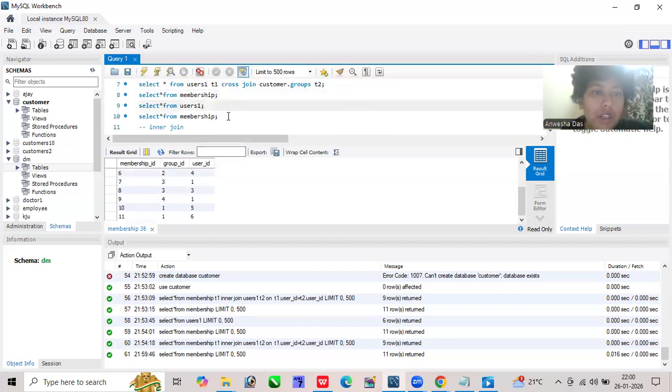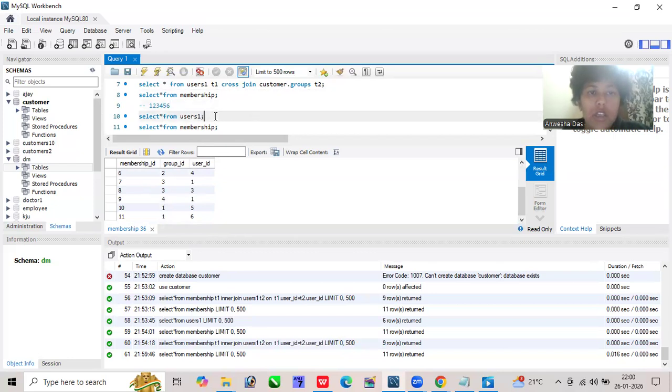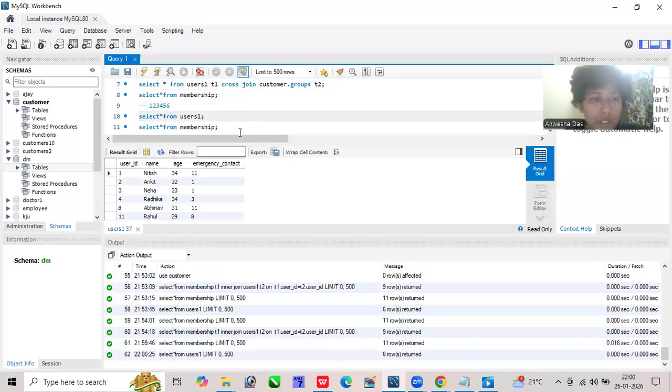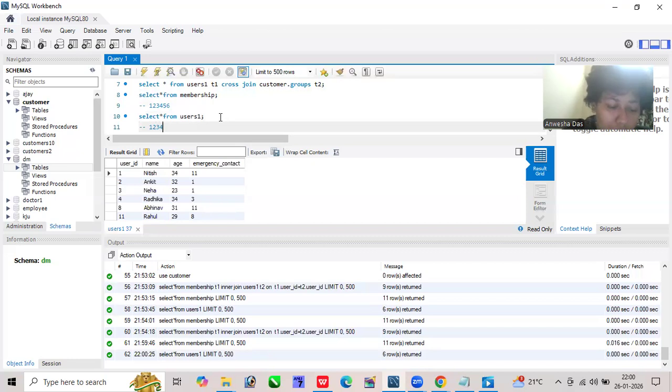Now, guys, here there is another table. So here, what is there? 6 user IDs: 1, 2, 3, 4, 5, 6. Now, as well as there is the user 1. Let's run this particular table as well. Here, how many user IDs are there? 1, 2, 3, 4, 8, 11. Yes or no, guys? Yes.